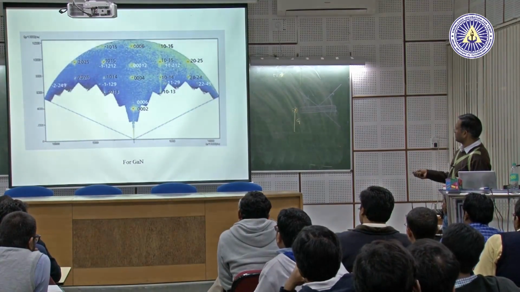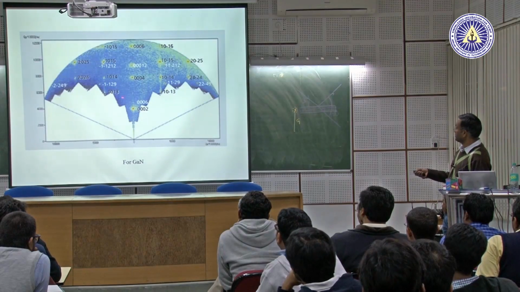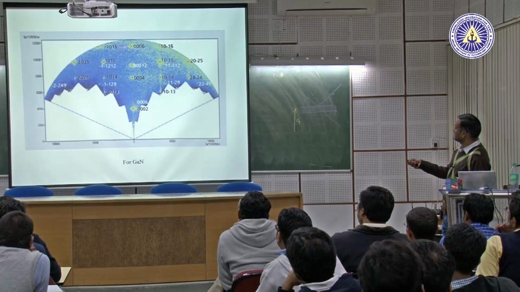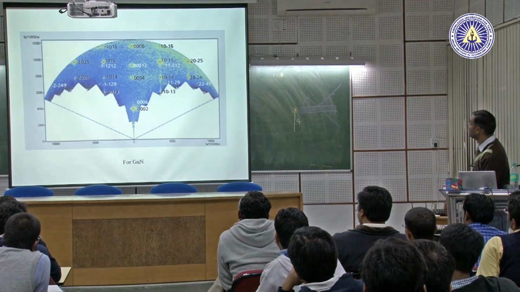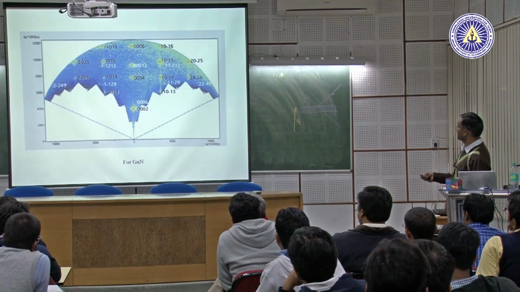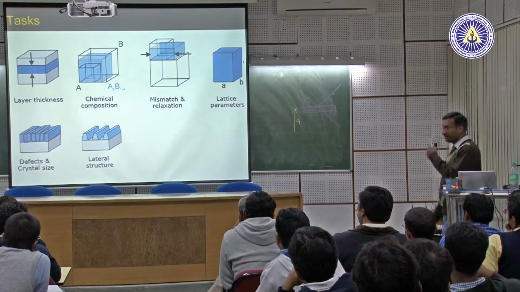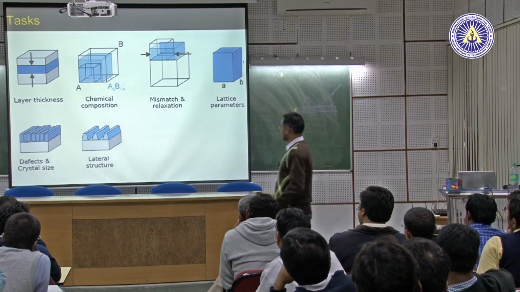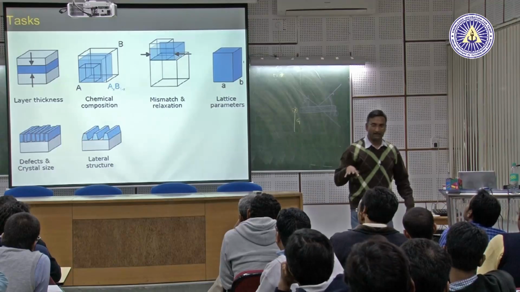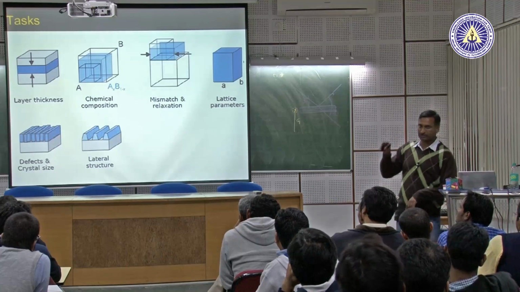So, for gallium nitride, this is one possibility. These are the spots typically chosen for diffraction. Now, I will get back to that a little later. So, this is the principle of aligning the sample and how many spots you can choose.